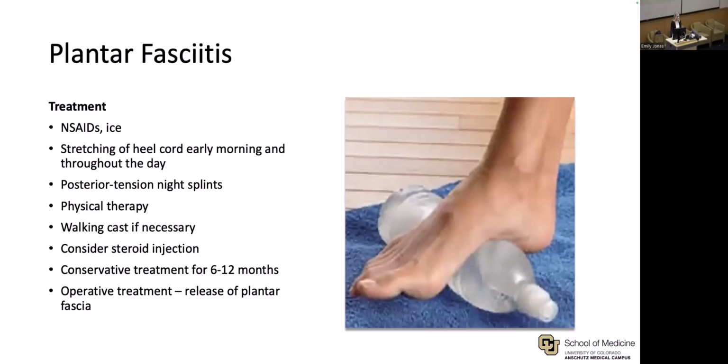For people whose symptoms are pretty significant, I'll have them wear these posterior tension night splints, which you can get on Amazon. They have all kinds, from low profile to what look like walking boots. And that just basically keeps the ankle in dorsiflexion and keeps that plantar fascia stretched out throughout the night. So you don't have that first several steps of stretching it out for the first time.